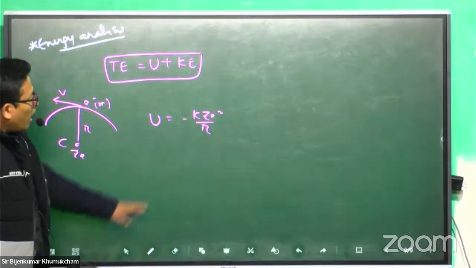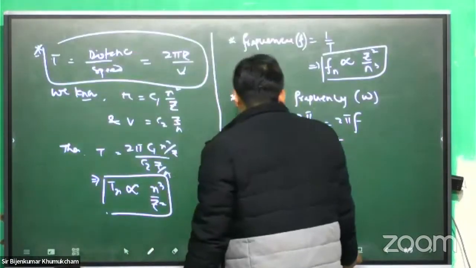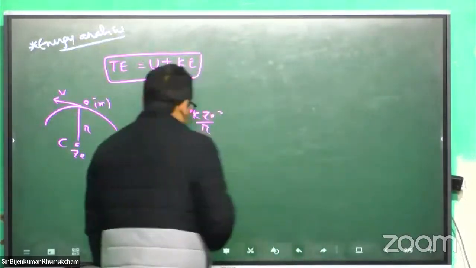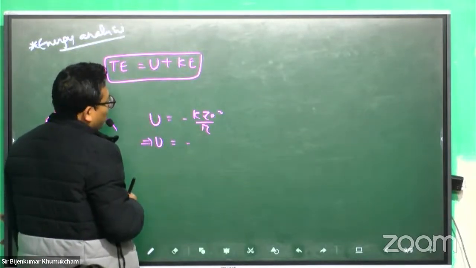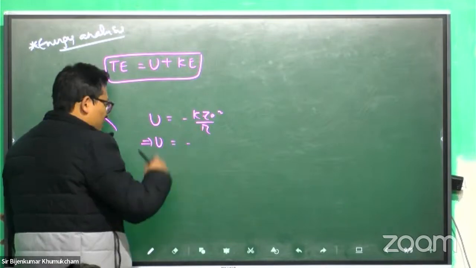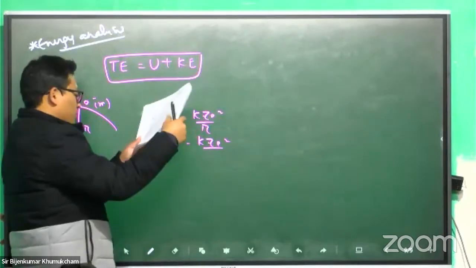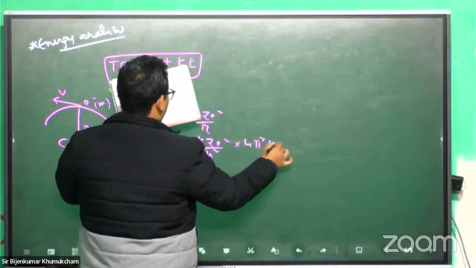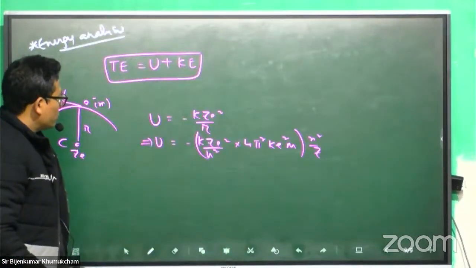How is r related? r is not a constant; it is 0.53 times n square by z angstrom. We can write r as n square h square divided by 4 pi square K e square m. So r depends on n square by z.